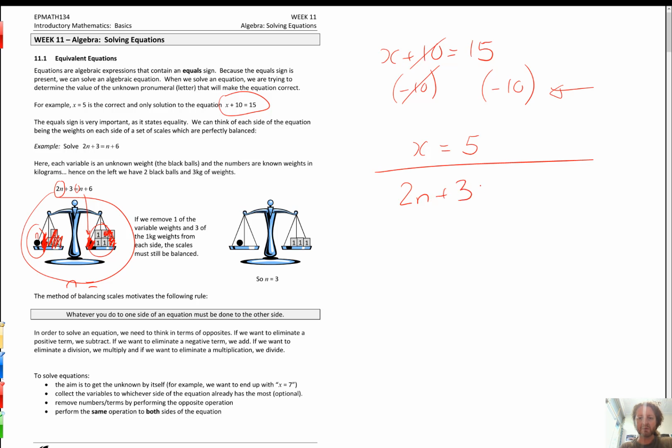I would have written 2n plus 3 equals n plus 6. And I would have said, look, I want the answer down here to be n equals something. In other words, I want to get rid of all the other stuff. Now, note this thing here on this page. It says optional, but I always like to do it. It says collect the variables to whichever side of the equation already has the most.